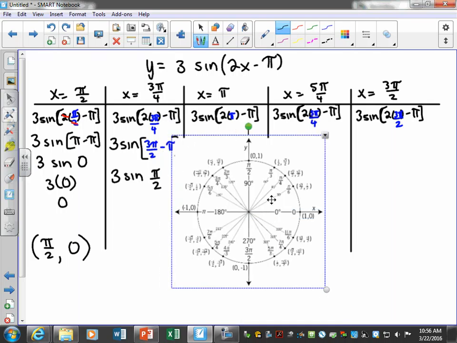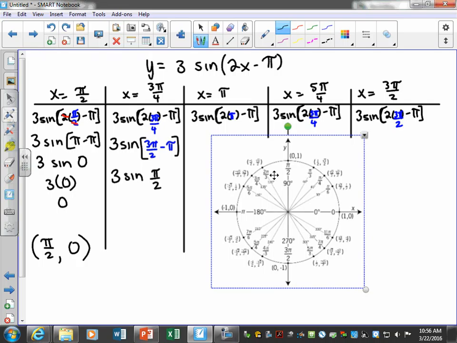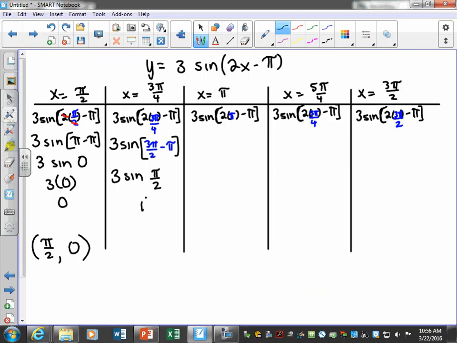All right, let's pull this up. Sine at pi over 2. So we go to pi over 2. What's the y value at pi over 2? 1. Good. So I will put 1 here.